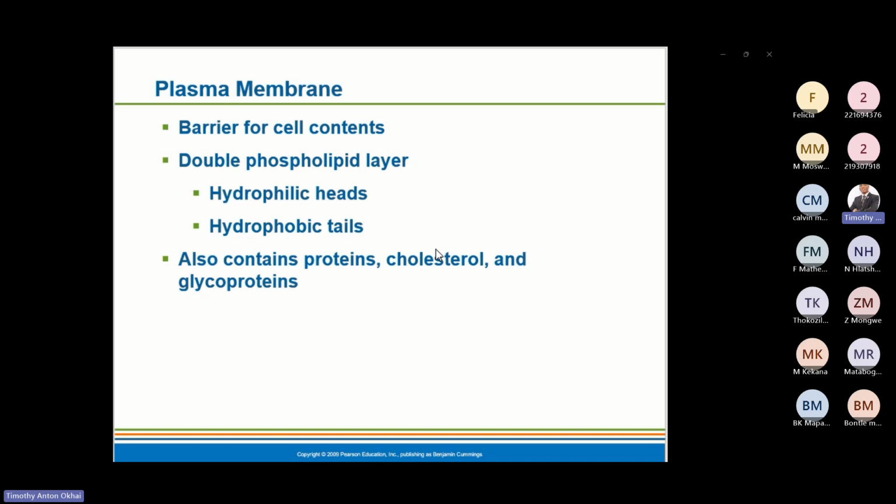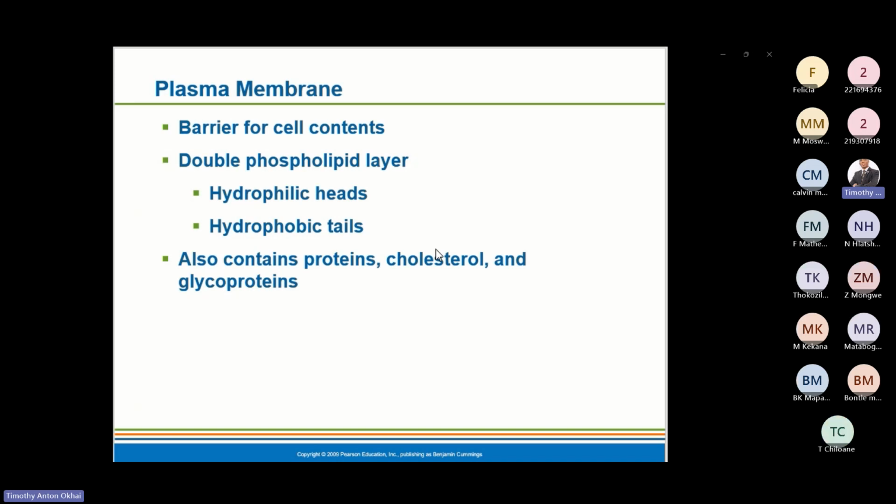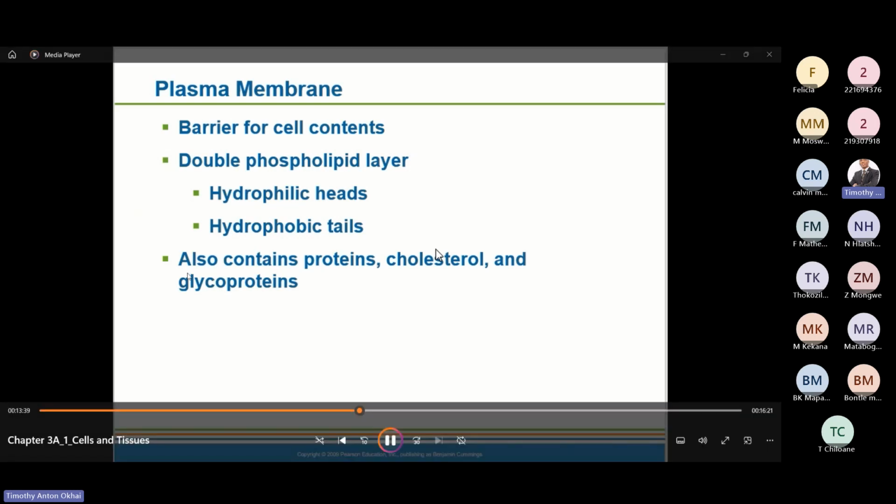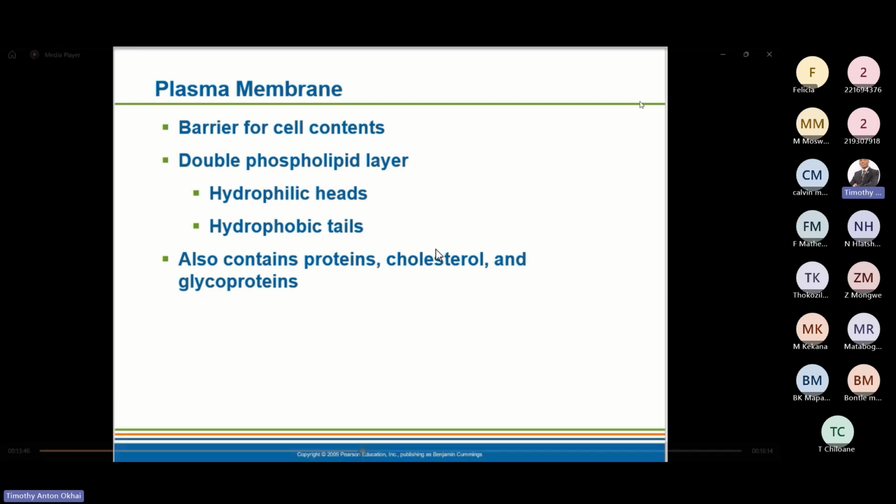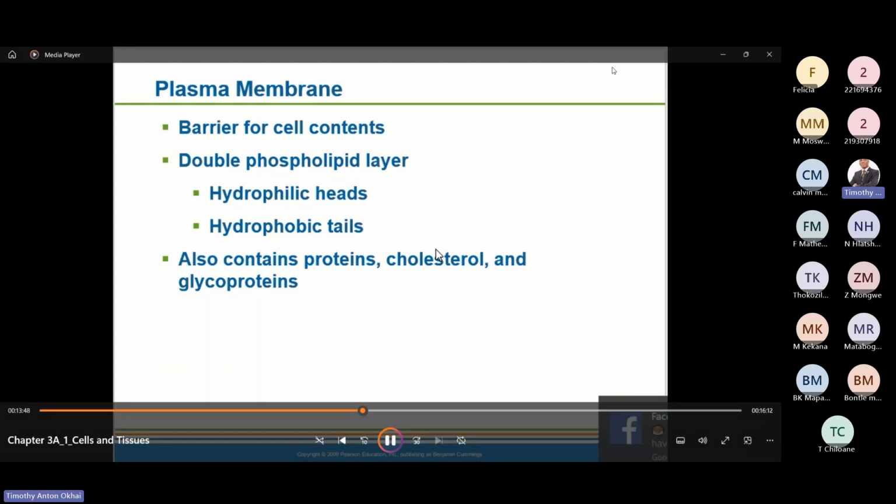Most of the lipid portion of the cell membrane is phospholipids. And of course, I've said that it has the hydrophilic head and hydrophobic tail. Okay, so the polar head is water loving and attracted to fluid or water. The non-polar tails are hydrophobic, they are water hating, they avoid water, and therefore they align themselves towards the center of the membrane.